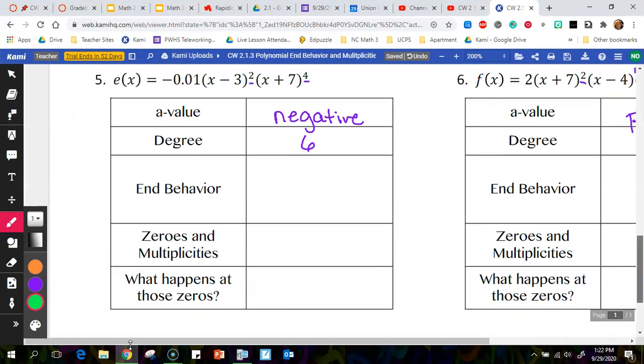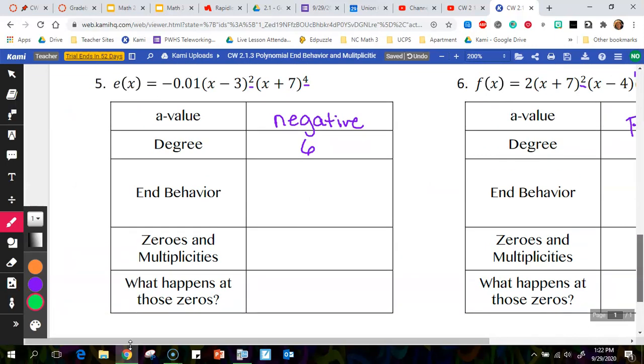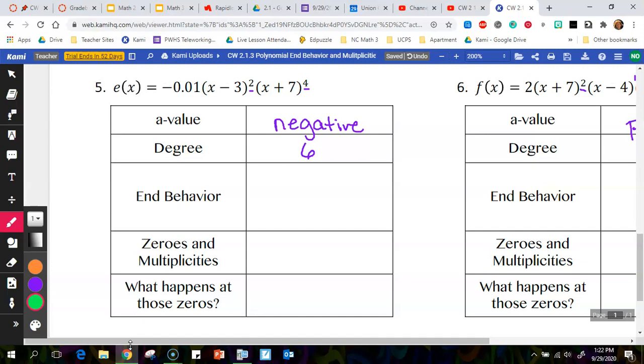So this next one is negative even. Negative even means anytime you have an even degree, your arrows are going in the same direction on both sides. So it's going to be like that and like that. And whatever happens in here happens.